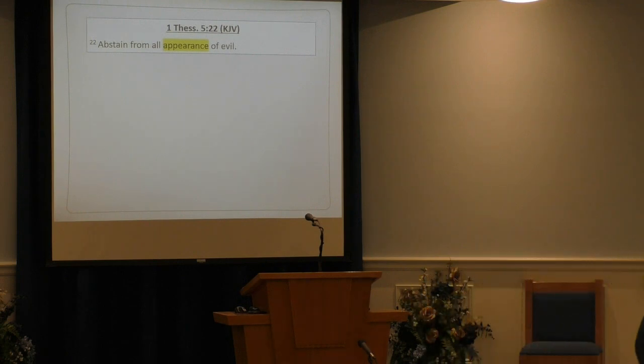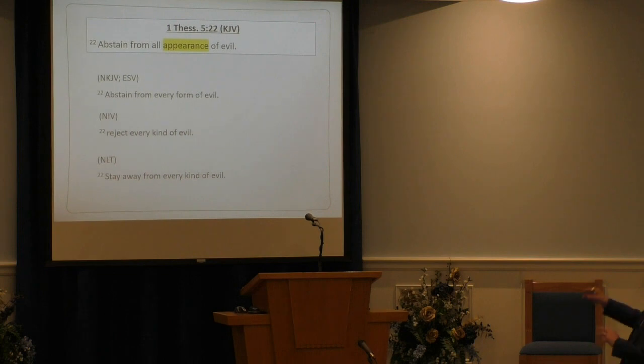Anybody got another translation that'll help you? All right. New American Standard 95: every form of evil. The New King James, English Standard: abstain from every form of evil. Every kind of evil, the NIV. Now, I don't give my endorsement to the NIV. I've written on that translation very heavily. But I think they did better right here. The New Living Translation: stay away from every kind of evil.